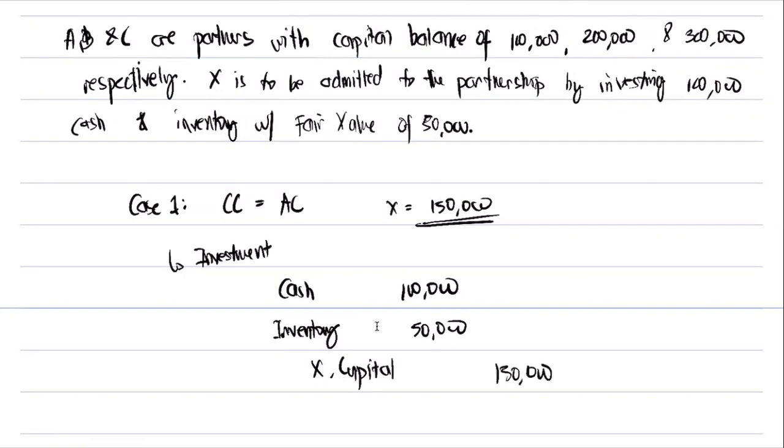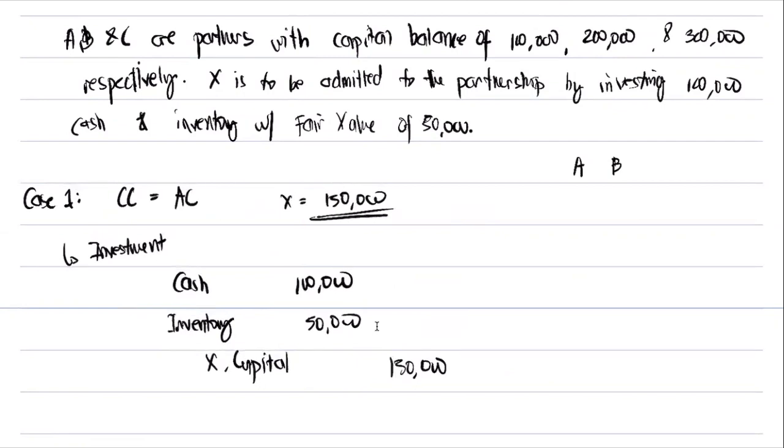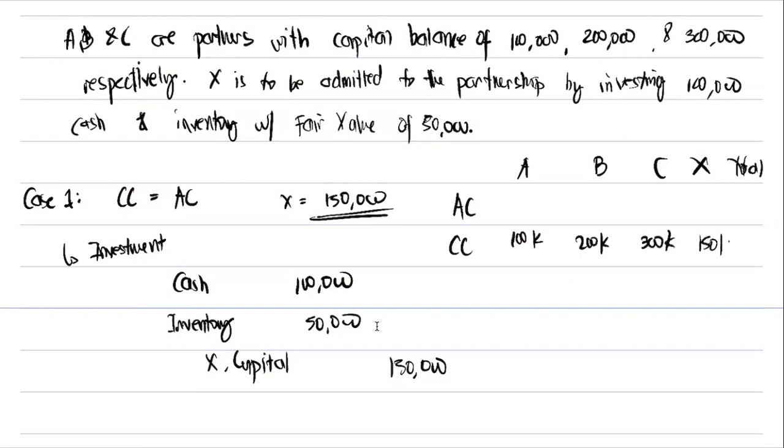Okay, so we have A, B, C, and X. So A, B, C, X total. So we have here your agreed capital and we have your contributed capital. So A, B, C, we have 100, 200, and 300. For X 150, this is 750,000.